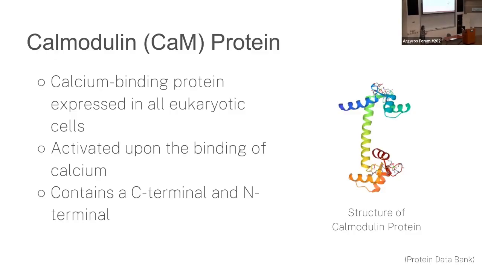And so diving into a little bit more about calmodulin, it is a calcium binding protein found in all eukaryotic cells. And it is activated upon the binding of calcium. And it contains a C terminus and an N terminus, as most proteins do. And so we will be investigating the full protein and the N terminus and the C terminus.